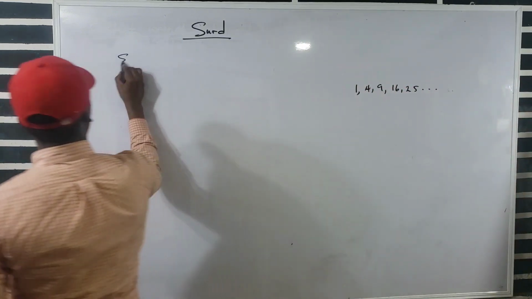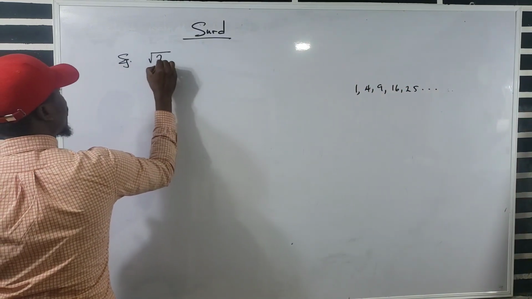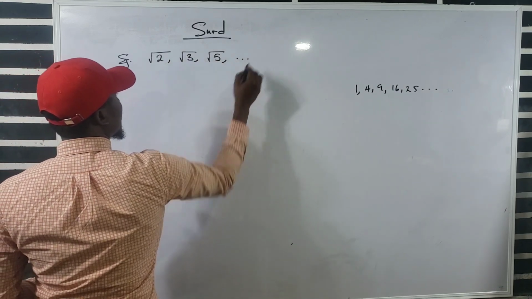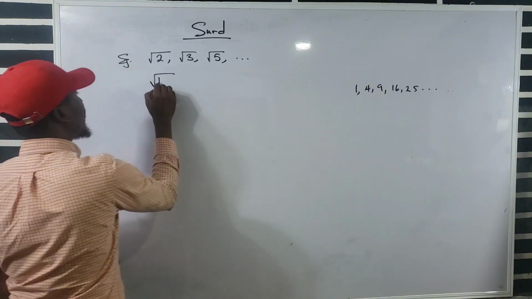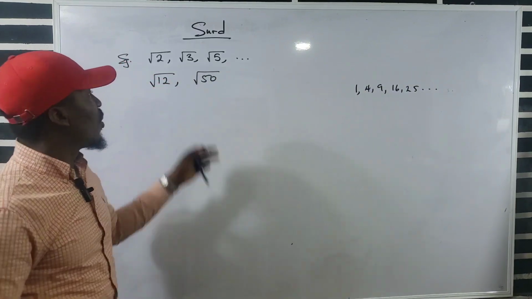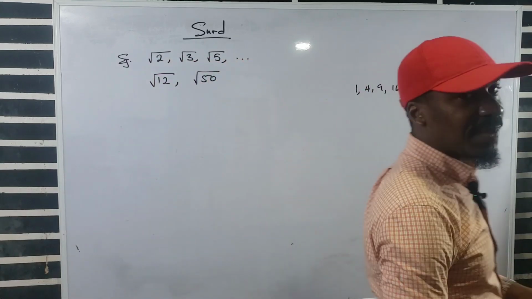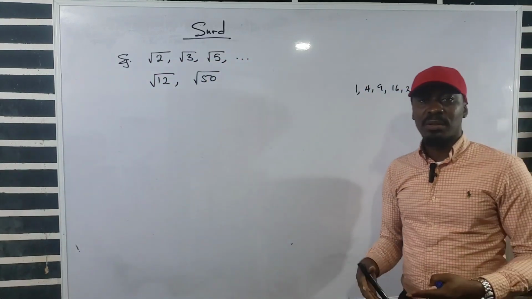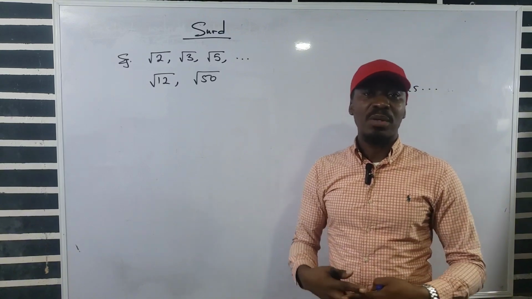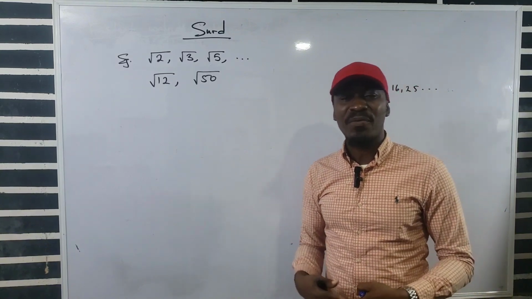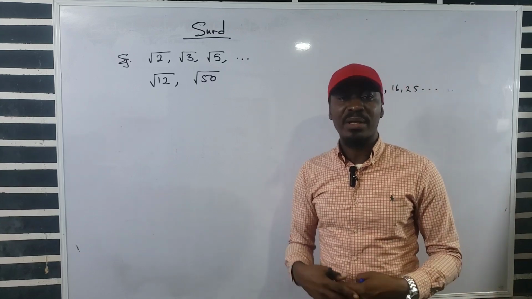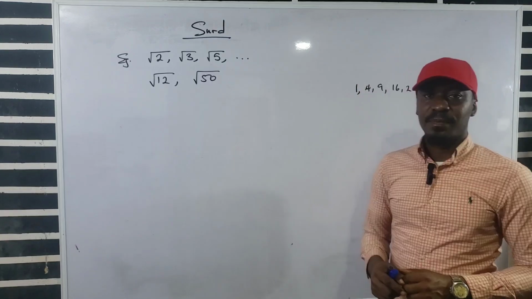So example of a sword, we have square root of 2, square root of 3, square root of 5, continue like that, square root of 12, square root of 50, etc. Okay, so all you are seeing on the board is regarded as a sword. So a sword is a radical, okay? Radicals are square roots of numbers, but a type of square root of a number that is not a perfect square. So we call them radicals.